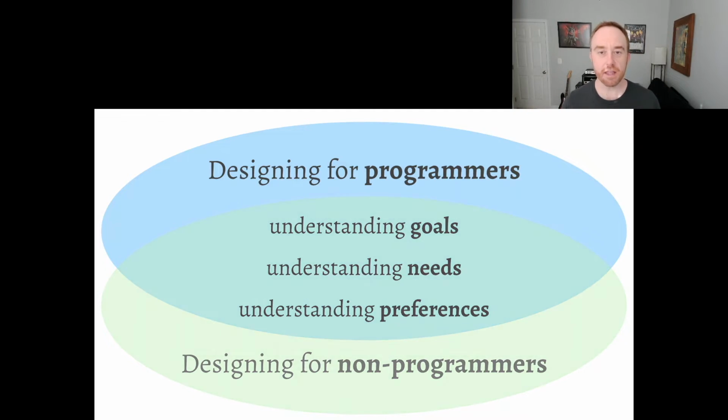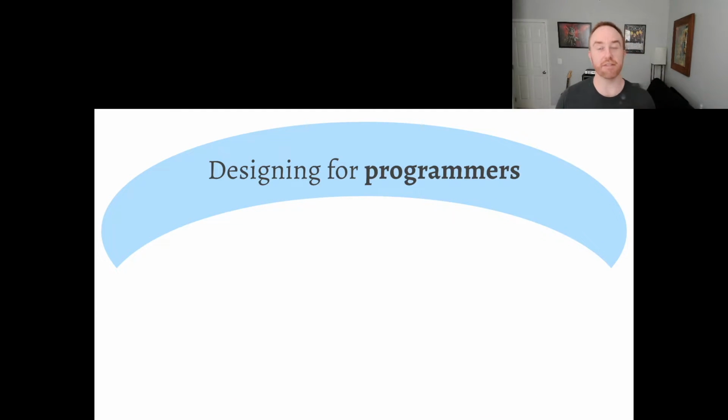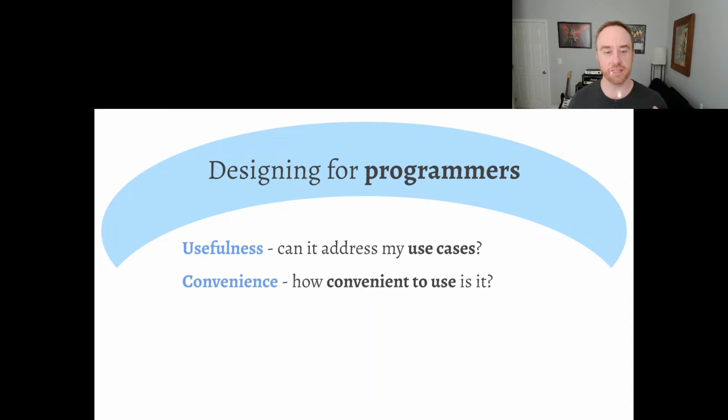But today I want to focus on designing for programmers and narrow in on 5 different aspects of designing for programmers. One is the usefulness of a piece of software. Can it address my use cases, the particular use cases that I as a programmer have? Another is the convenience of the software. How convenient to use do I find it? How fast does it run?